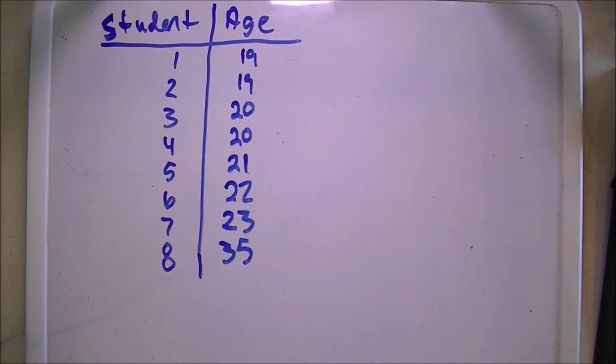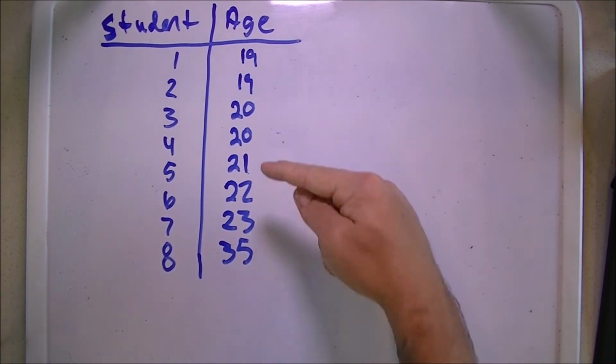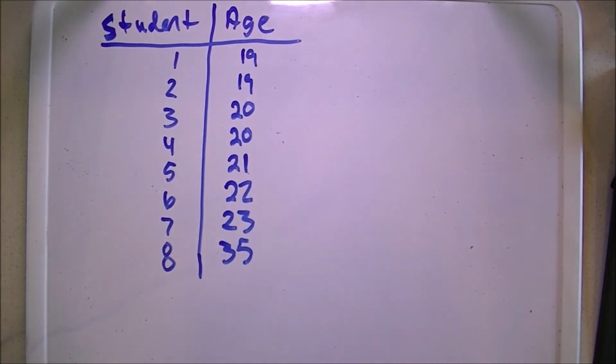The median is the exact center of the distribution of scores. If the distribution has an odd number of cases, let's say 7, the median is the score right in the middle, the 4th case. If the distribution has an even number of cases, like our distribution here, let's say 8, the median is the average of the two middle scores, the fourth and fifth cases.